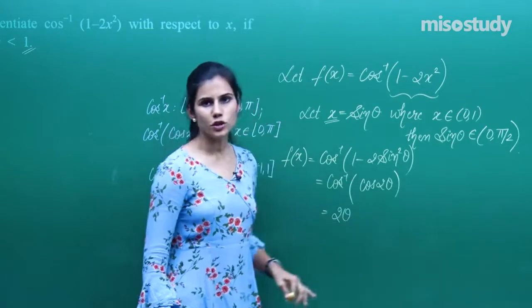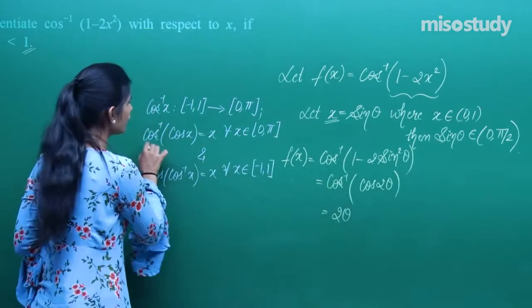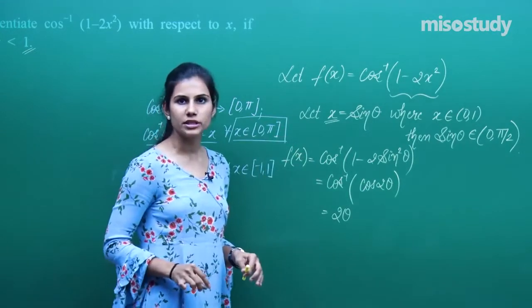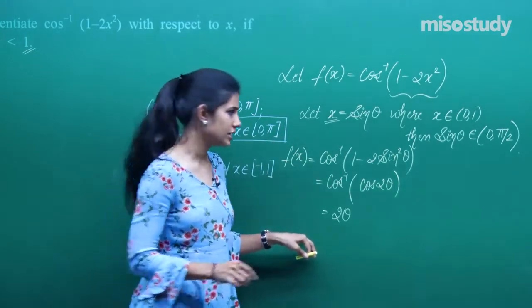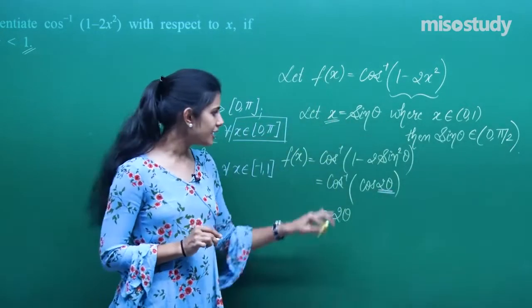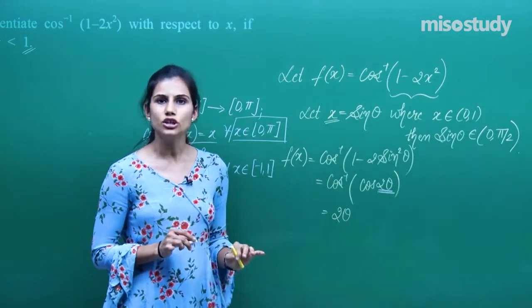Cos inverse of cos of an angle is equal to that angle only when that angle is coming from the closed interval 0 comma pi. Is that true in this case or not? Only when 2 theta is going to come from the closed interval 0 comma pi can I write cos inverse of cos 2 theta as 2 theta.